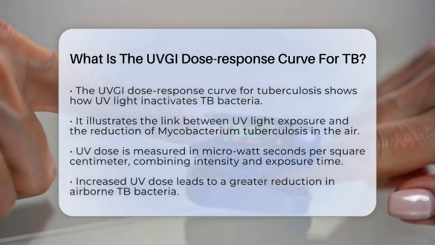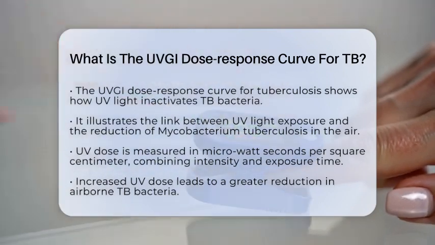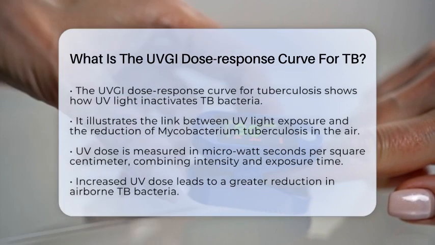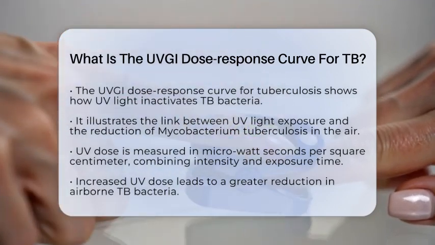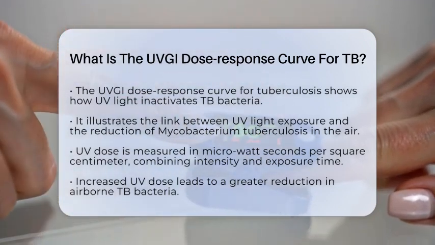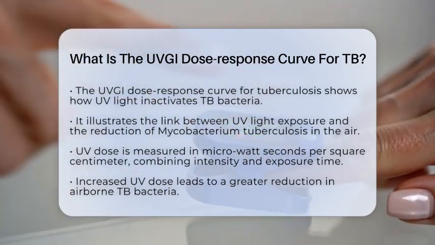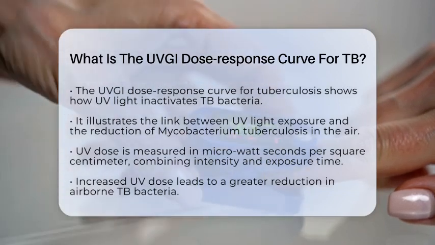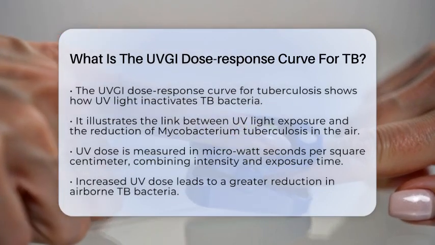As the UV dose increases, the effectiveness of inactivating airborne TB bacteria also increases. This relationship is often represented as an exponential decay. In simple terms, as you expose the bacteria to more UV light, the number of surviving bacteria decreases rapidly.